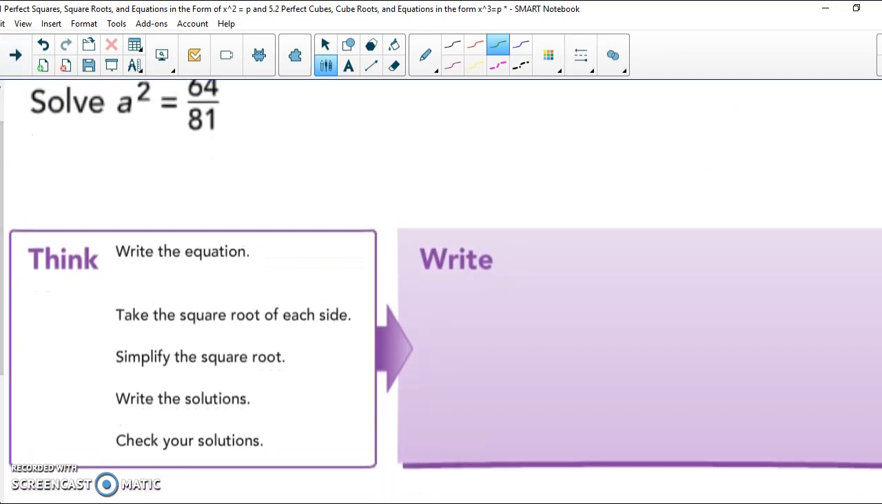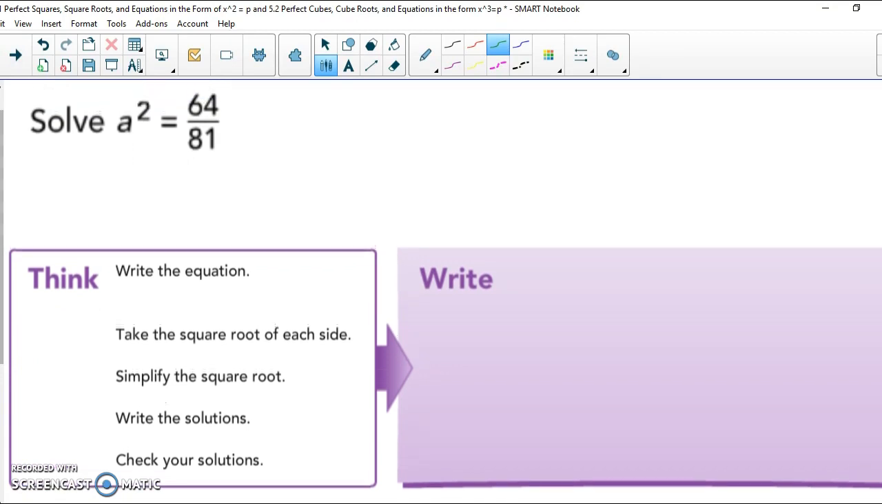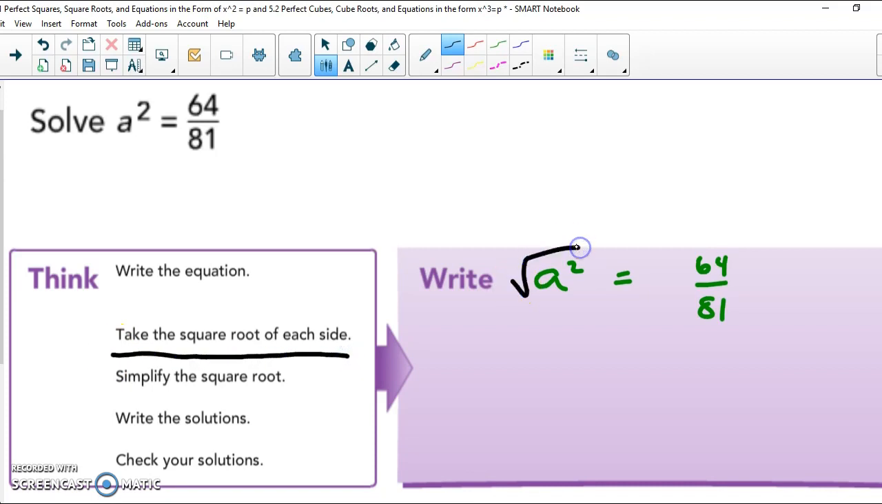Okay, so let's take a look at another problem here. If we are solving a squared equals 64 over 81, don't let the fraction intimidate you. Just think about the steps that we've been using. So let's start by writing the equation. That way we have a clean copy and we have plenty of room to do the work that we need to do. My next step is to take the square root of each side, remembering that in an equation, whatever I do to one side, I always have to do to the other to keep it balanced, just like a fraction. And now I'm going to simplify my square roots.